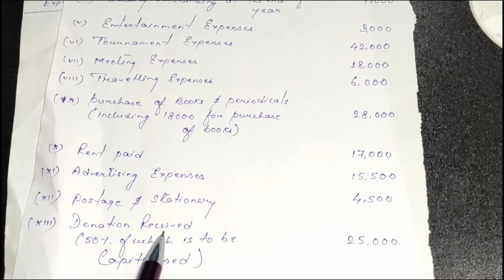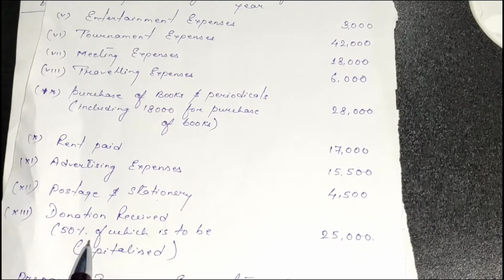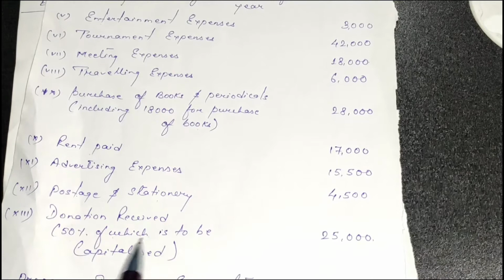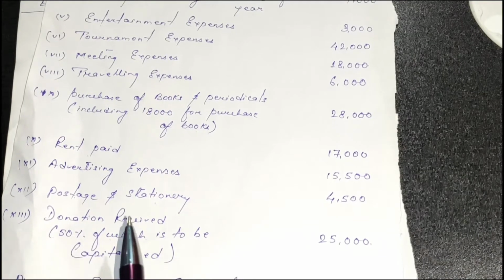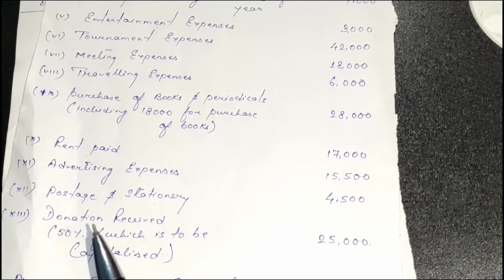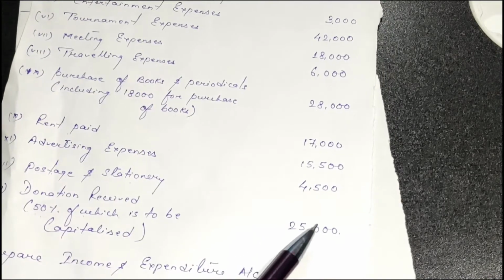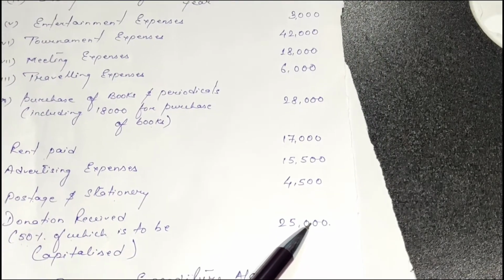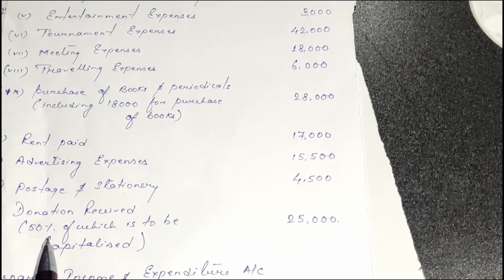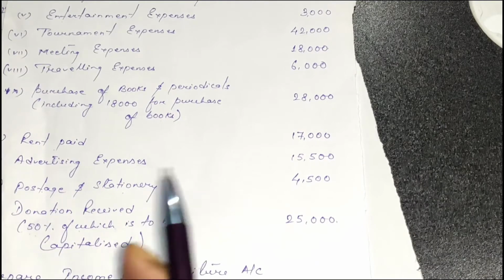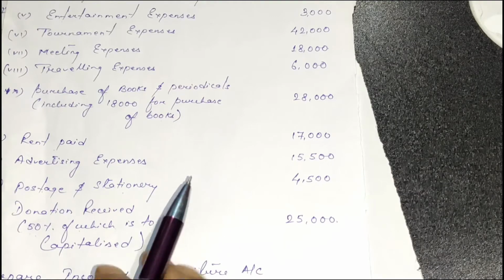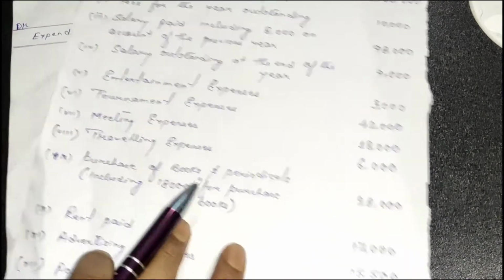Then donation received, it's an income, right? But check out, something is given here, 50% of which is to be capitalized. Now if any amount is capitalized, that will not be included in your income and expenditure account. So whatever the value capitalized is given in the question, that has to be subtracted. So what is given here? 50%. The total amount of donation is 25,000. Out of that we are to subtract, meaning remove, how much? 50%, and the remaining amount will come in your income and expenditure account. So this is what we are going to solve now.